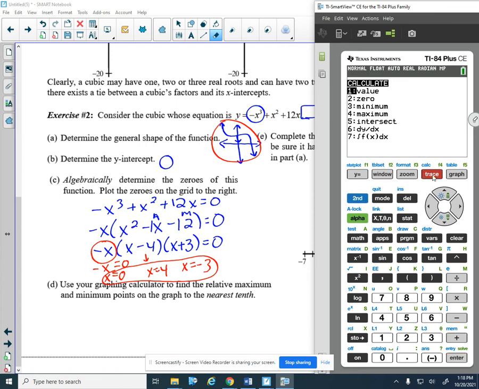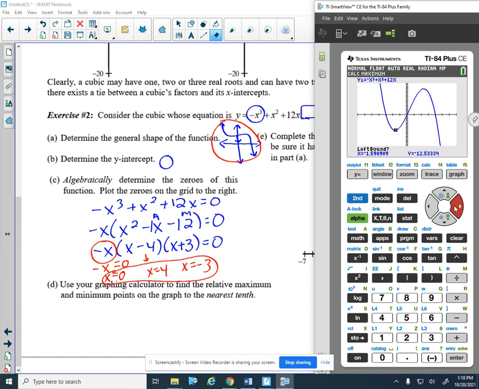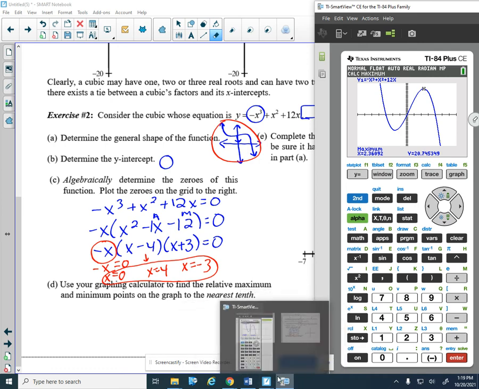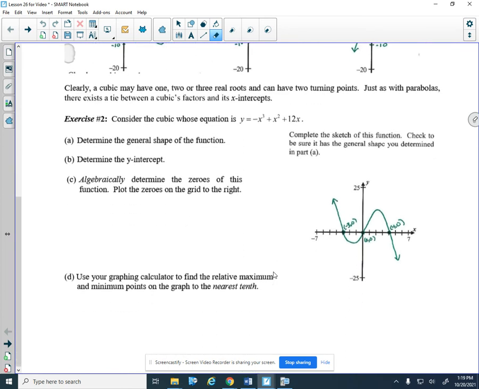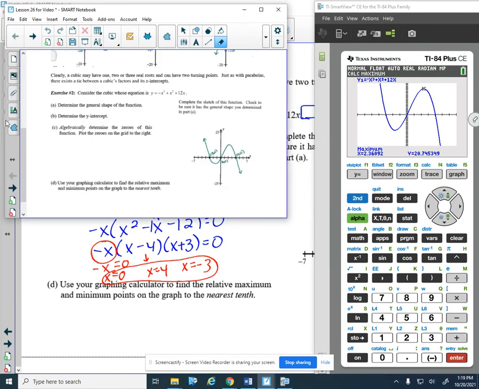So now I have to go again to second calc maximum. Left side, right side, guess. And this point is 2.4, 20.7. So I'm going to bring up that answer key with the graph on it, just so we can see. Okay. So I'm actually going to write these down. I thought I had these here, but I don't. Here's the shape of that graph. We see this is a little lower than that is high. And I'm going to bring back the calculator and we'll write on those minimum and maximum points.